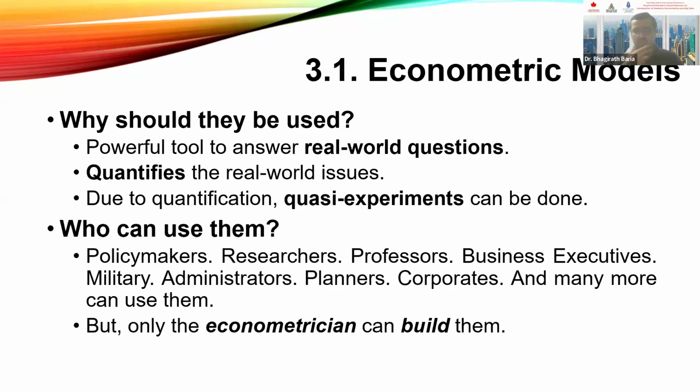Who can use them? Everyone. Everyone who is from social sciences. Pure science people, they don't need econometrics. Why? Because they have experimental tools. They can experiment, control the things, know for sure what is going on with very less probability of error. However, in social sciences, we don't have that luxury. But everybody can use it.